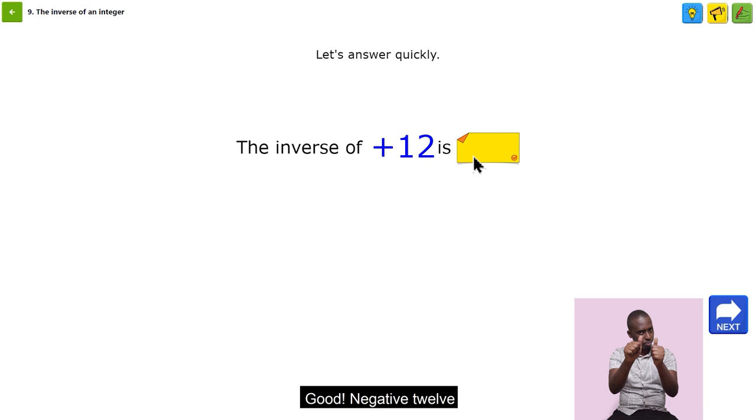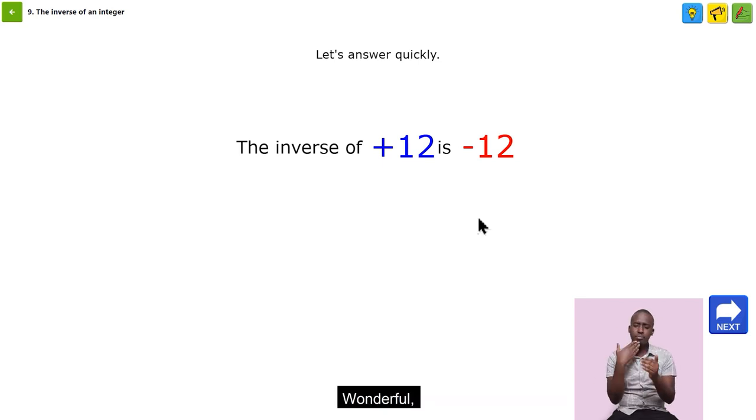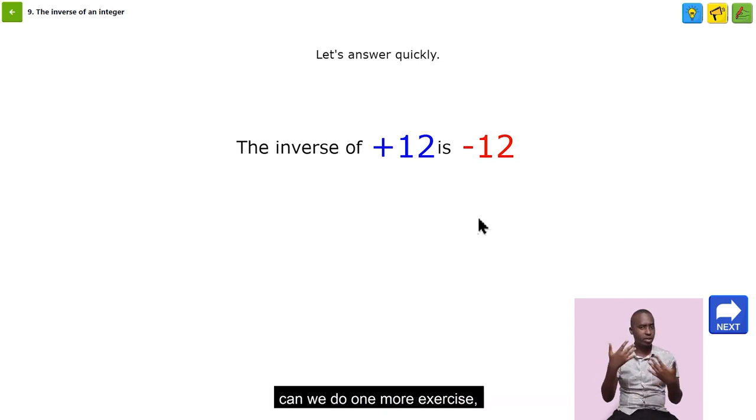Good, negative 12. Can we check it is right? Wow, the inverse of positive 12 is negative 12. Wonderful. Can we do one more exercise just to be sure?